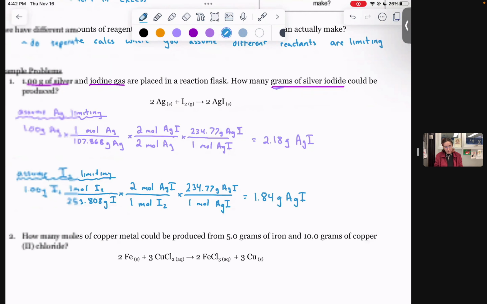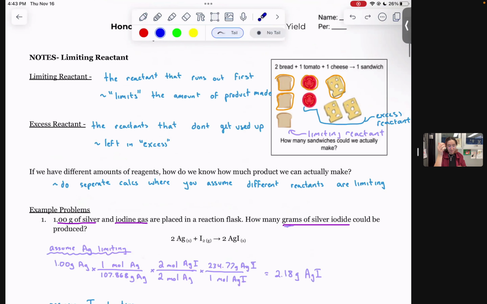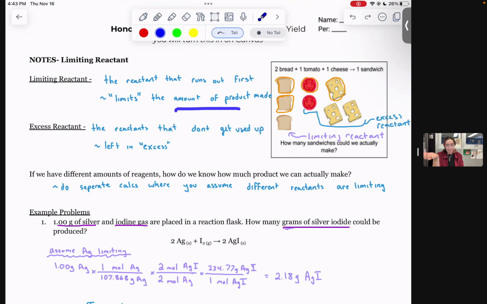That is how I approach these problems, just doing 2 separate stoichiometry problems, and then assessing what we get out of this. On our top part, if I assume Ag is limiting, that's how much silver iodide I can make. And over here, if I assume iodine is limiting, this is how much I can make. So we want to decide which one is actually limiting. Limiting means it's going to run out first. It's going to be the one that creates the least amount of product.